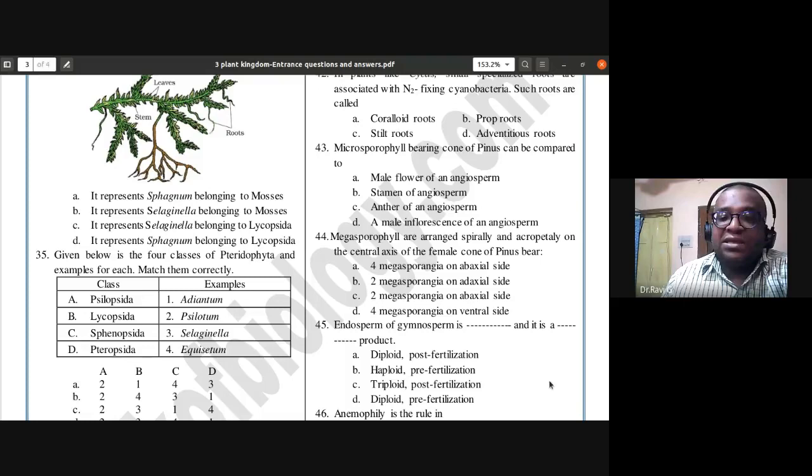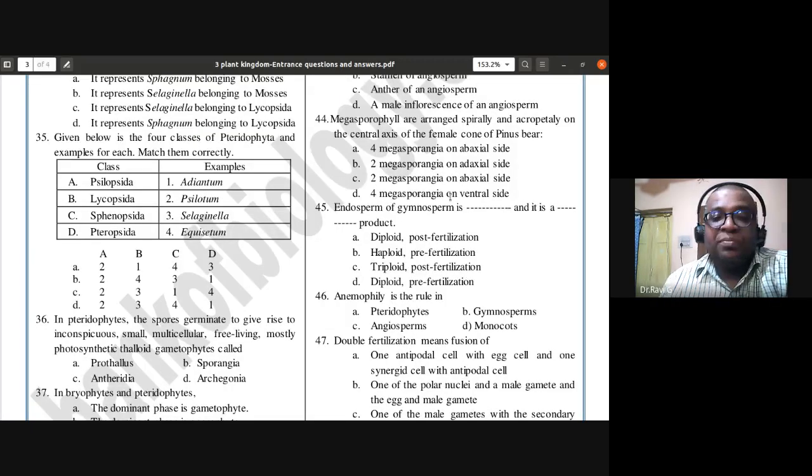So the endosperm of gymnosperm is haploid and it is a 45th, isn't it? 45th, it's haploid, that I'm sure about, and it is a pre-fertilization product. So endosperm is formed before fertilization. That is, before fertilization it is formed.